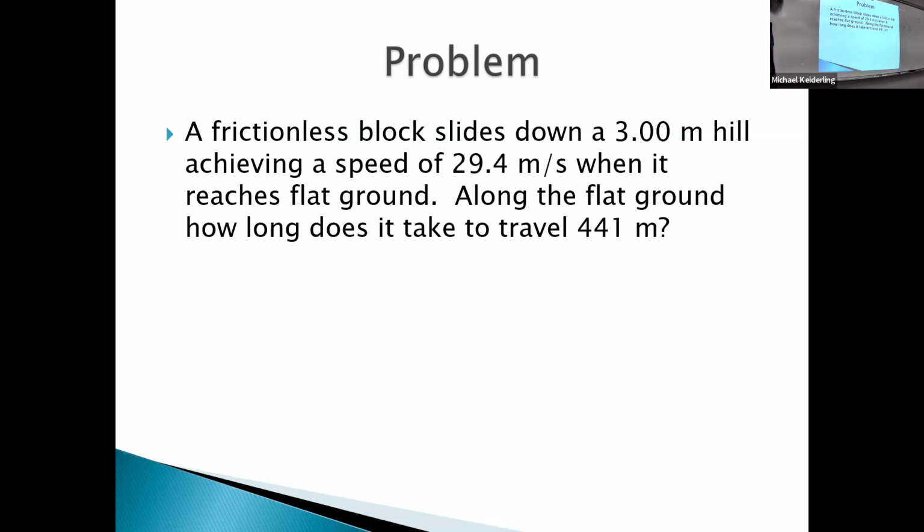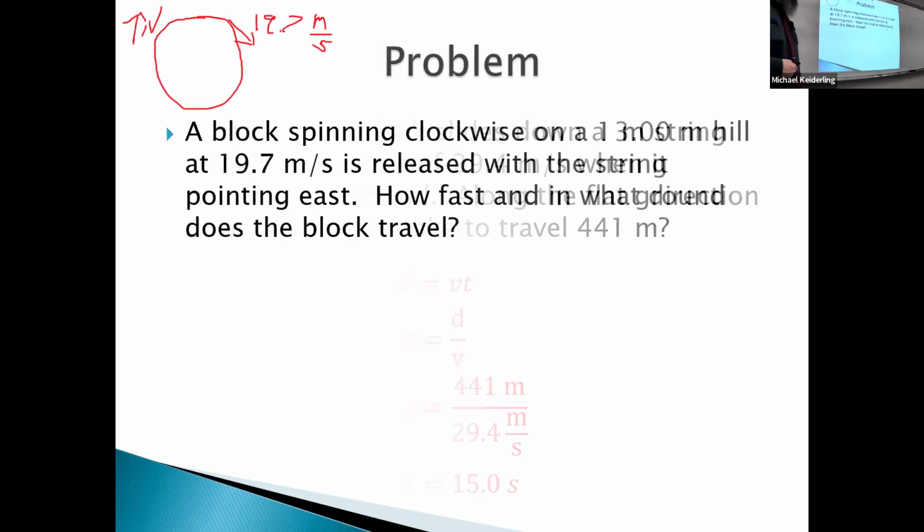So this is a similar situation. Once it hits the flat ground, it will travel at constant speed. At a constant speed of 29.4 meters per second, it's traveling a distance of 441 meters. Distance equals speed times time, so the time is distance over speed. 441 meters over 29.4 meters per second is 15 seconds.